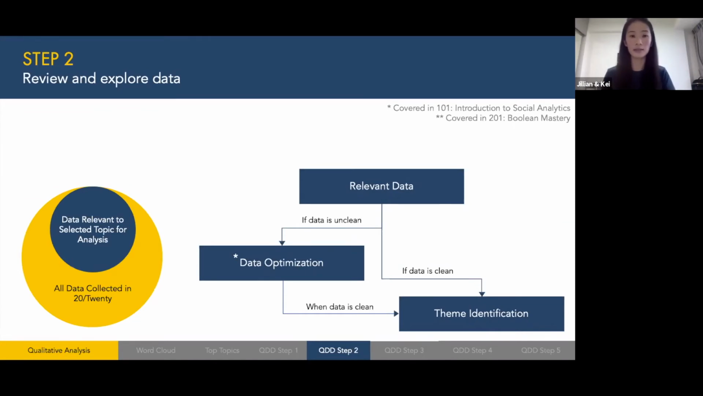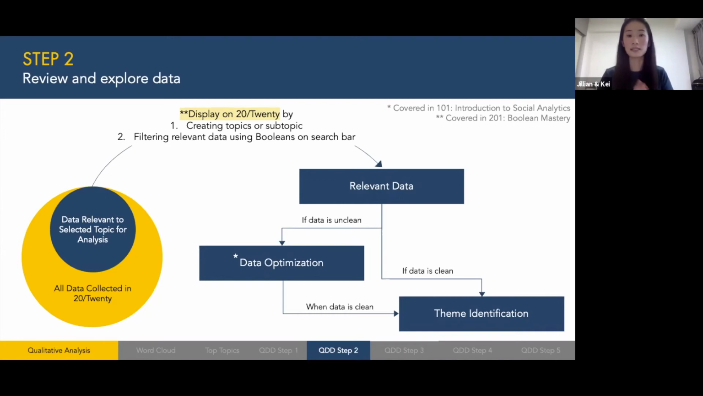And so how we can look at the data is through creating displays on 2020. So what this means is to create topics or subtopics, and also to filter relevant data using booleans on the search bar if the thing you're trying to analyze is not as permanent yet. So if any of this sounds foreign to you, this has been covered in 201 Boolean Mastery. And if you need a refresher, do go back to the syllabus and have a look at it, because it is all covered there.